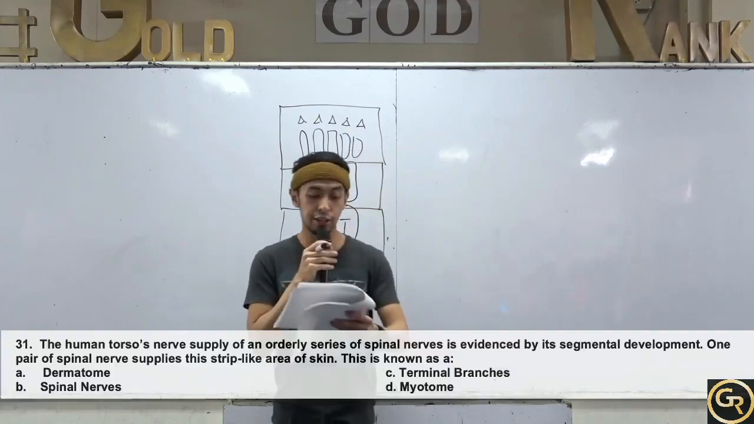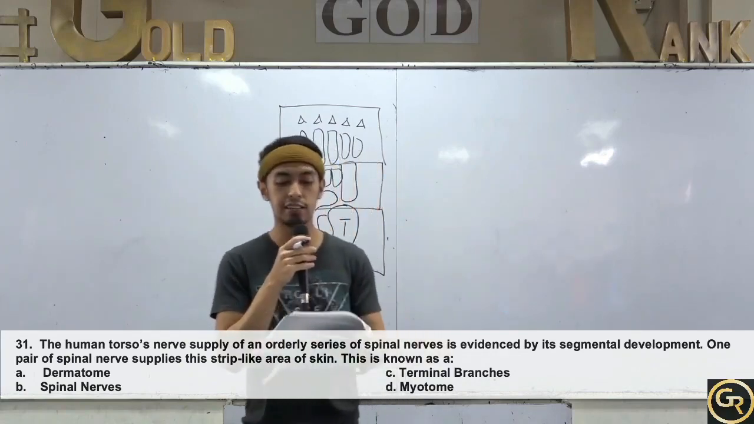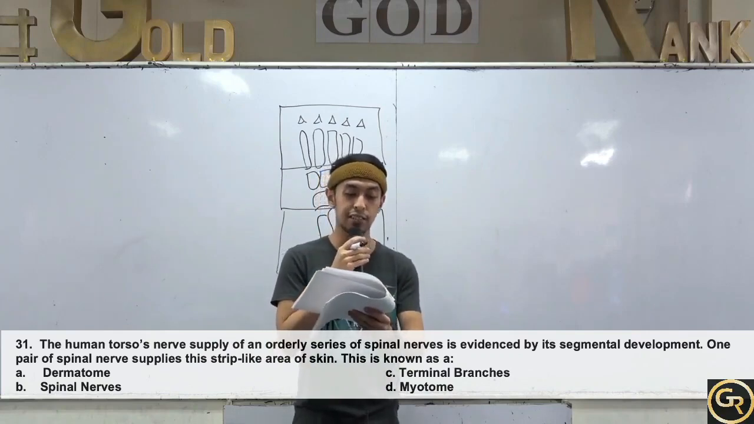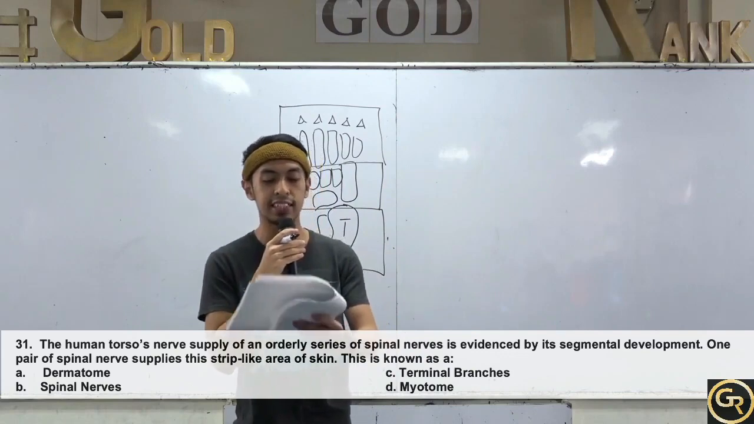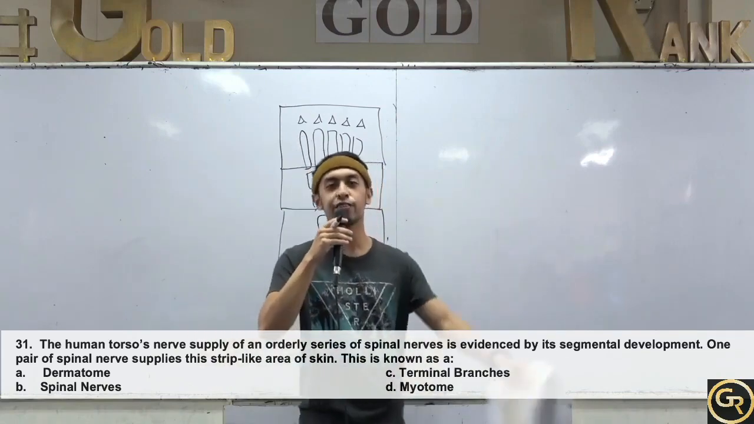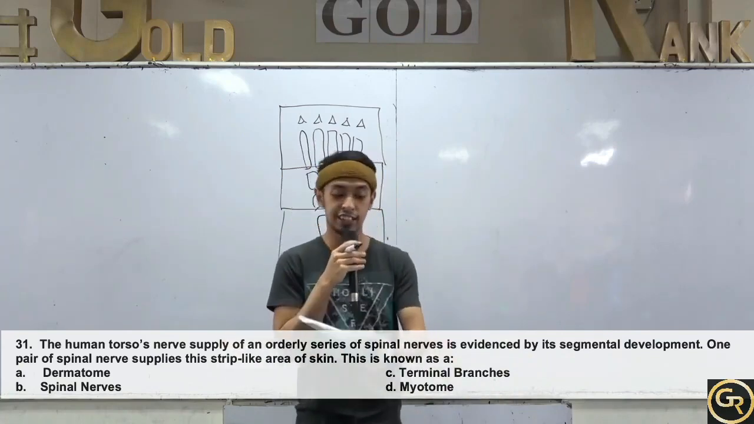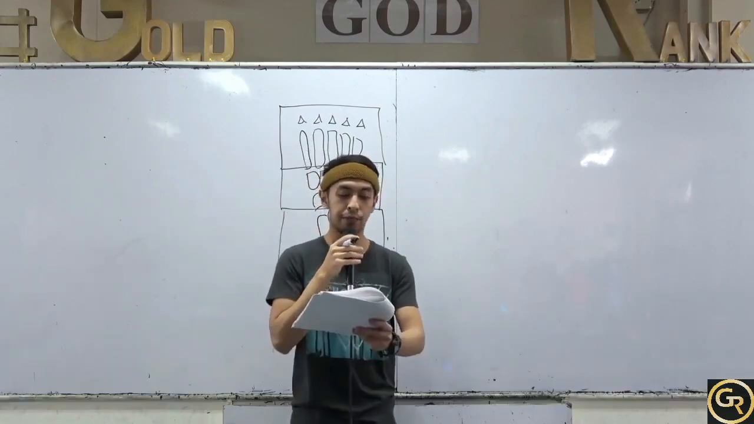31. The human torso's nerve supply of an orderly series of spinal nerves is evidenced by its segmental development, one pair of spinal nerves supplies the strip-like area of skin. This is known as a blank. Oh guys, madali na lang po to. Kapag yung isang nerve root ay nag-supply ng isang area ng skin nyo, that would be your letter A. Tama, your dermatome. Okay, your dermatome.